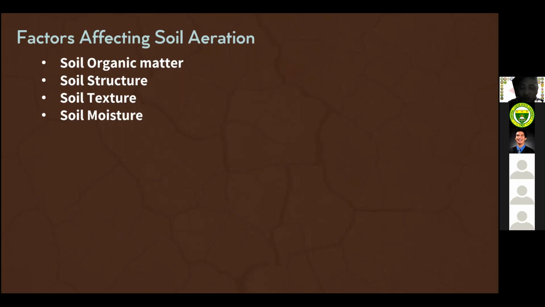Then we have soil texture. So sandy textured soil has large pore spaces compared to the fine textured soil. Then of course the soil moisture, because the pore spaces is actually divided into soil moisture and aeration. So once the soil moisture is increasing, so the aeration of the soil or the soil air is decreasing.